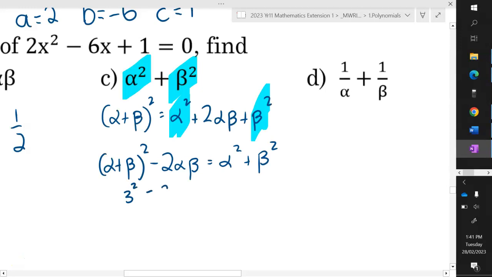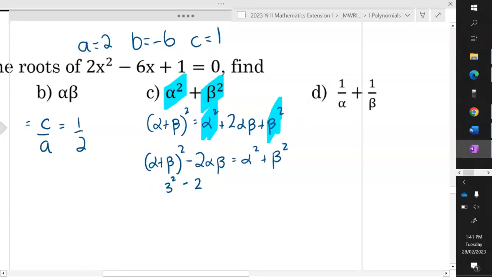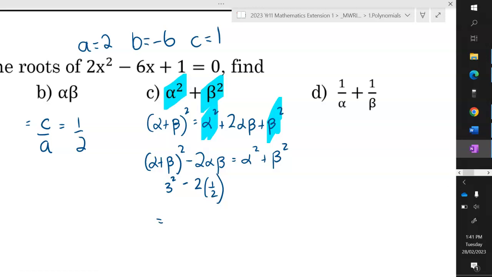We're going to take away 2 lots of alpha beta. Alpha beta we got from the second part, which was a half. So 2 lots of a half we're going to take away. That's going to equal 3 squared, which is 9, take away 1, is equal to 8. And that is equal to our alpha squared plus beta squared.